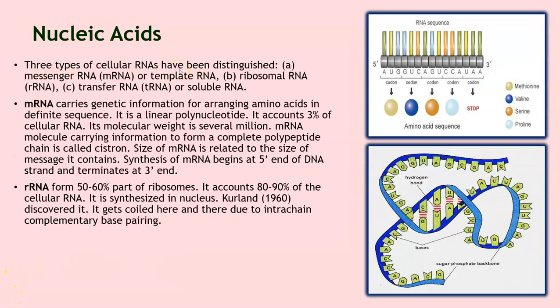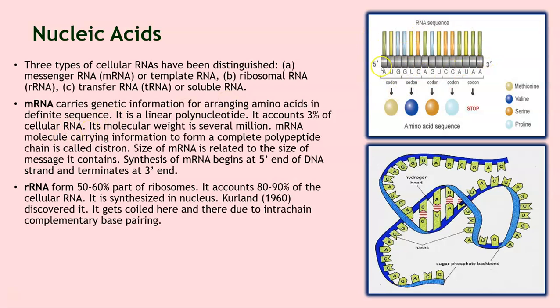Now let us have a look at the types of RNA. There are three types of cellular RNA, which are the messenger RNA, mRNA, also called template RNA. The second type is the ribosomal RNA, also called rRNA. And the third type is the transfer RNA, which is called tRNA or soluble RNA. The mRNA carries the genetic information for arranging amino acids in definite sequences. It is a linear polynucleotide. It accounts for 3% of the cellular RNA.